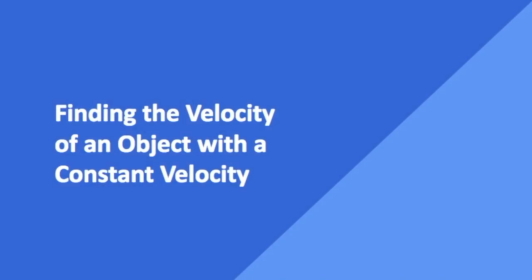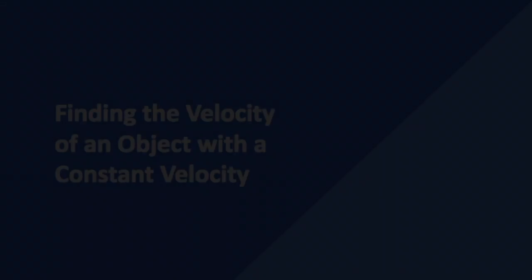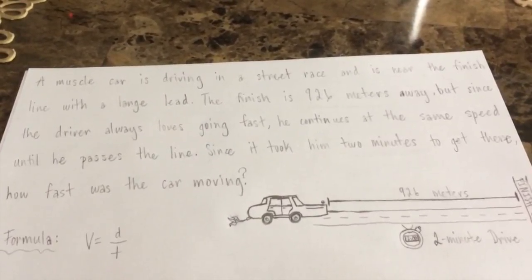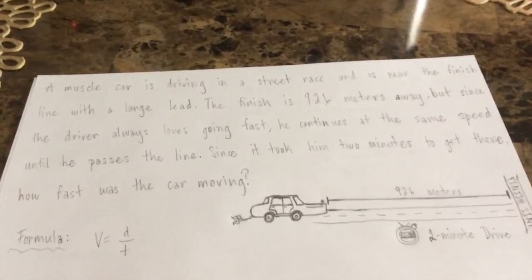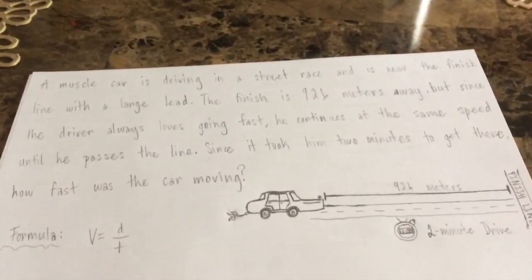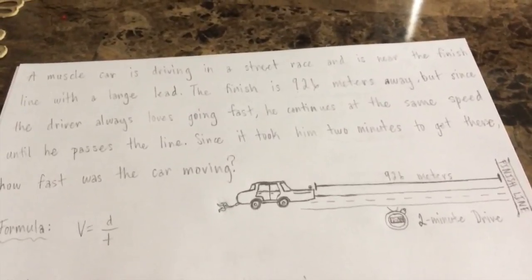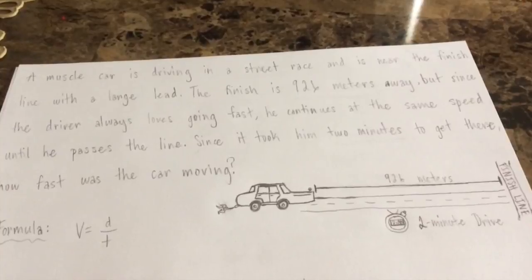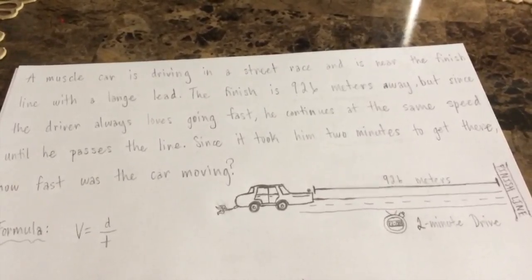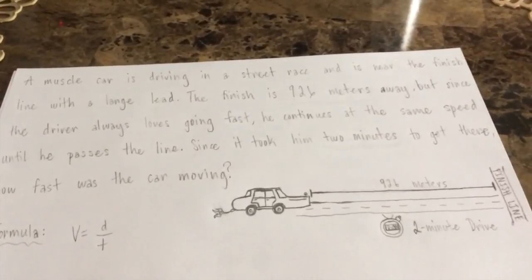In this next clip, Brandon is going to find the velocity of an object with a constant velocity. Here is another example. A muscle car is driving in a street race and is near the finish line with a large lead. The finish is 926 meters away, but since the driver always loves going fast, he continues at the same speed until he passes the line. Since it took him 2 minutes to get there, how fast was the car moving?